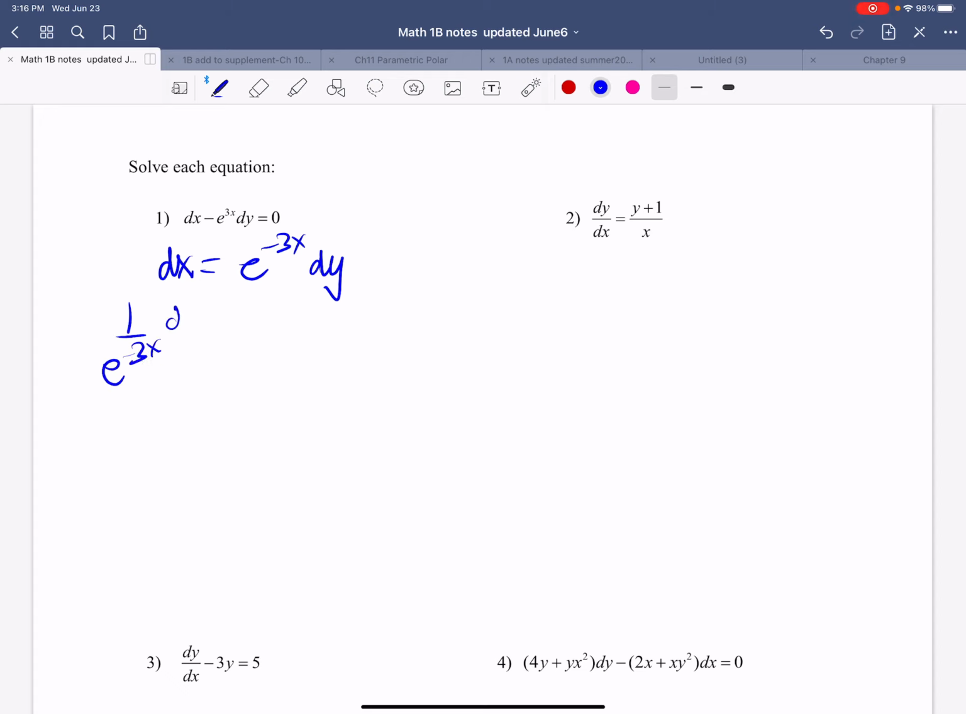1 over e to the power negative 3x dx is equal to dy, which turns out to be e to the power negative 3x dx is equal to dy. Let's go ahead and integrate. Now, differential equations will have many possible solutions. Just like when we did the integration, we know there was a constant c.